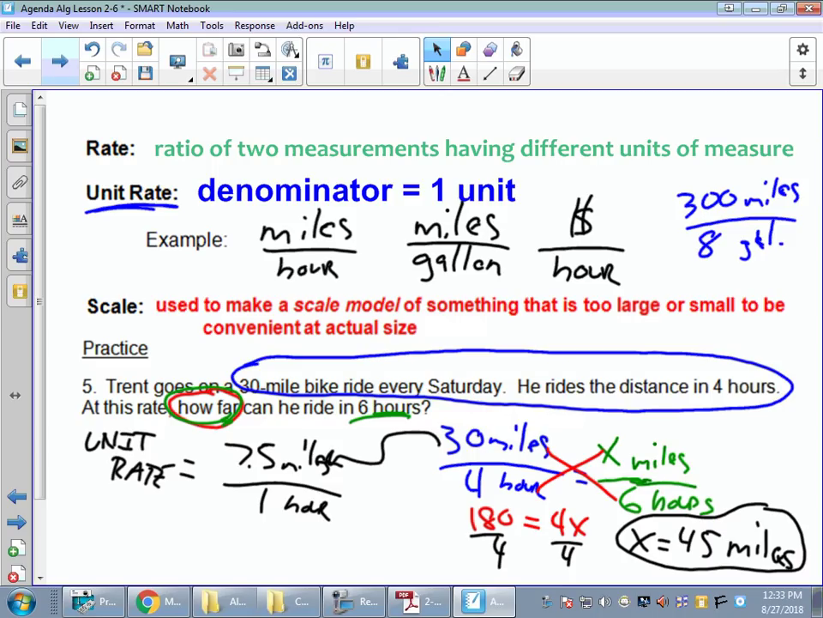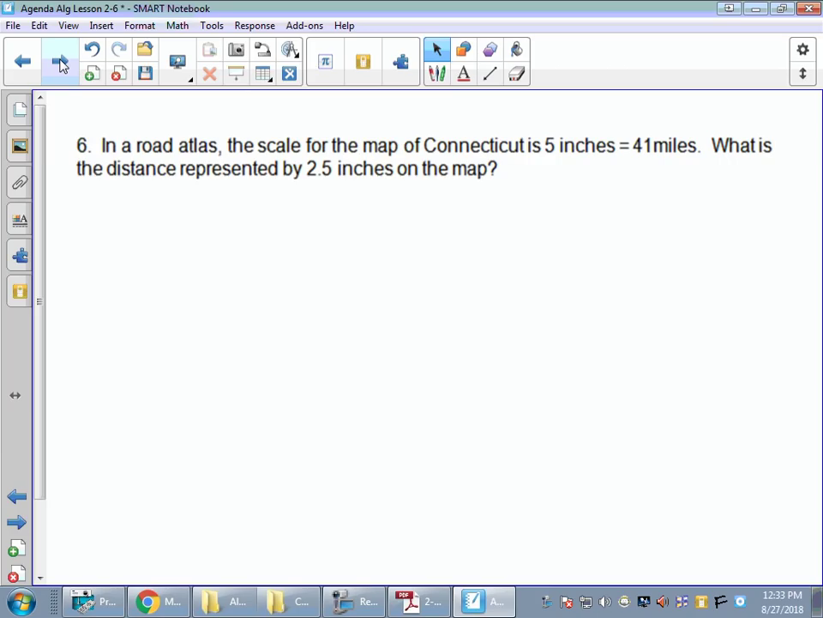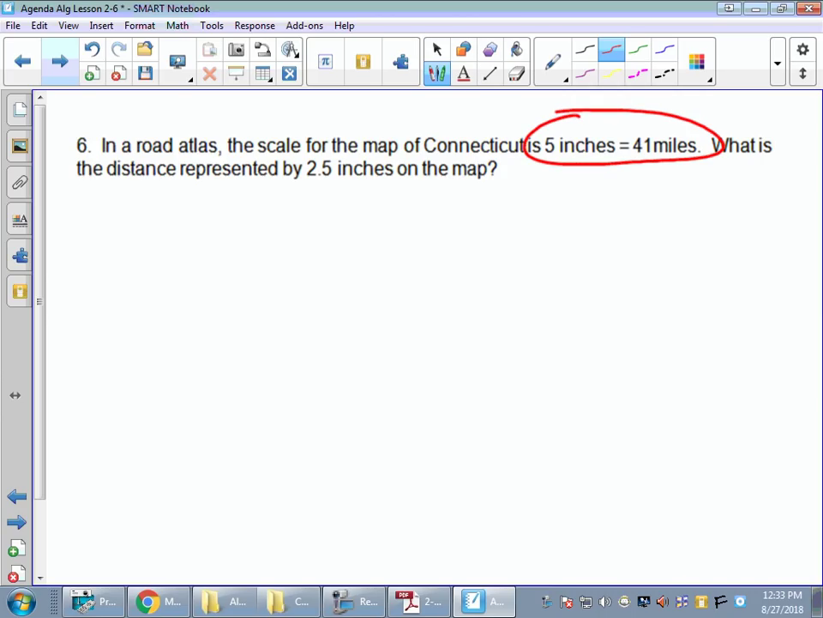Okay. The next problem: in a road atlas, the scale of the map of Connecticut is 5 inches to 41 miles. What is the distance represented by 2.5 inches on the map? And you might be able to figure this one out just using mental math. But again, we want to set up a proportion. That's what we're working on here. So 5 inches equals 41 miles. And we want to find what's the distance represented by 2.5 inches on the map?